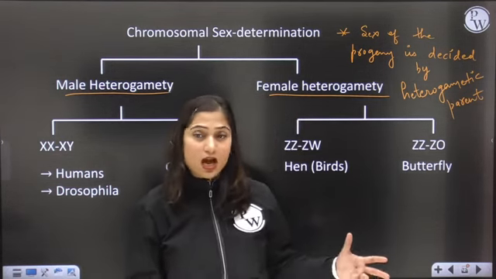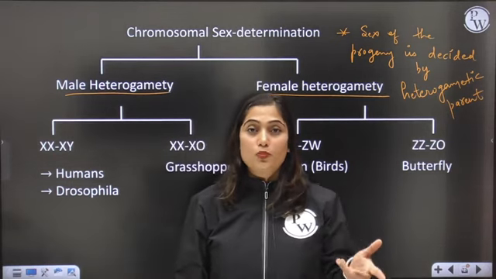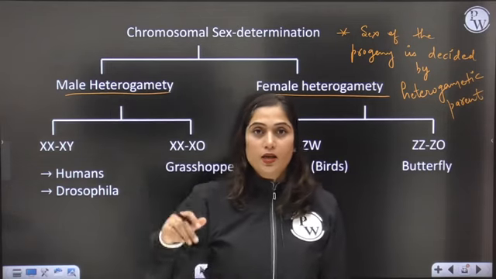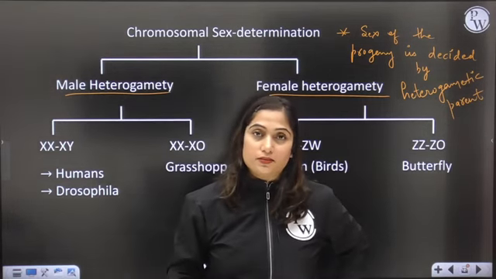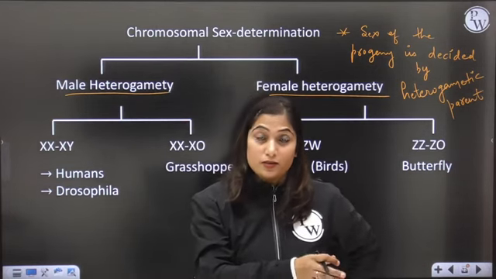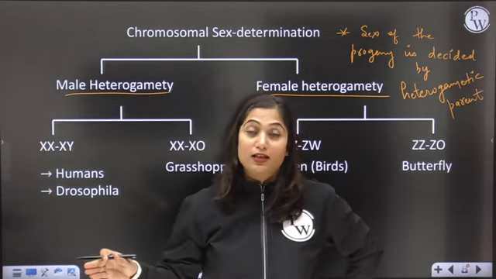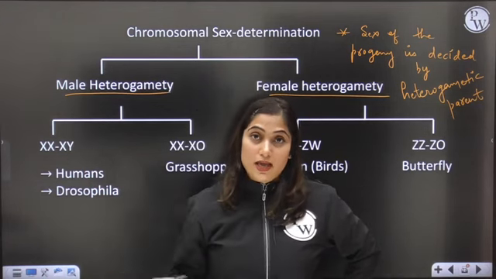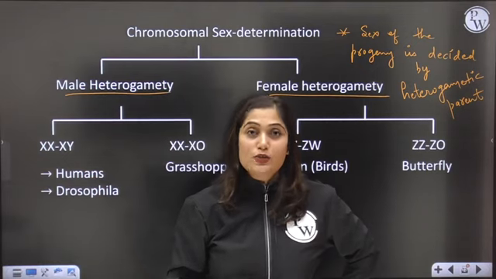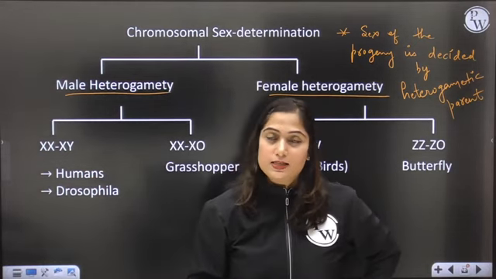So initially in our society, when a female could not produce a baby boy, it was suggested to the males to marry again. But they could not understand that it is not dependent on her. It is dependent on the male, whether X comes or Y comes, so that the baby would be a girl or a boy. Okay, so the heterogametic parent decides the sex of the progeny.